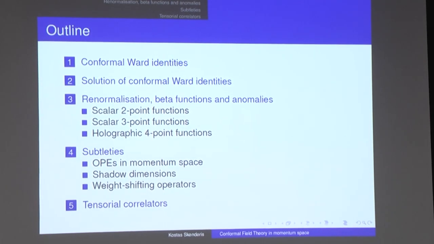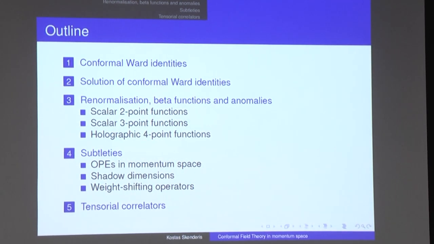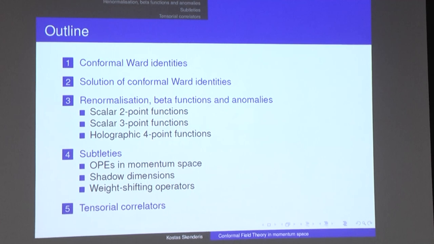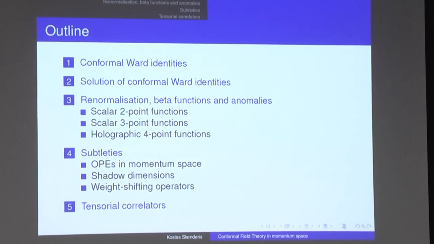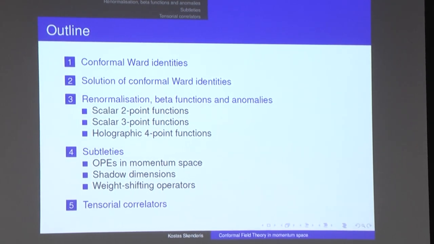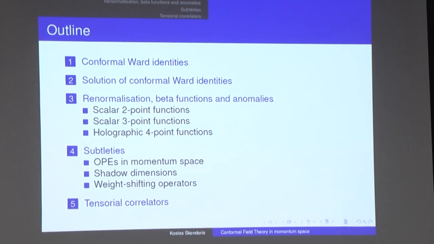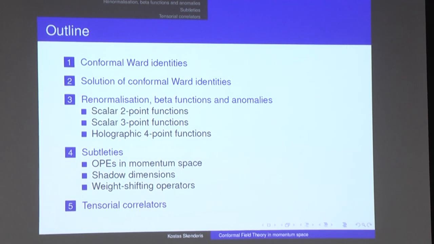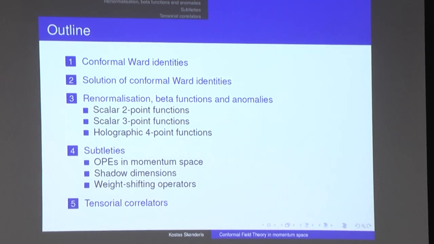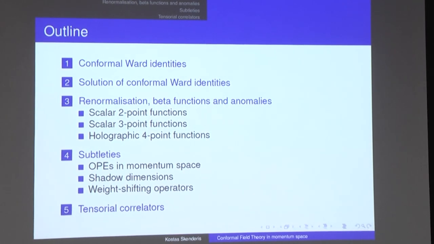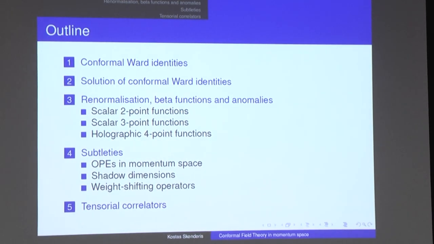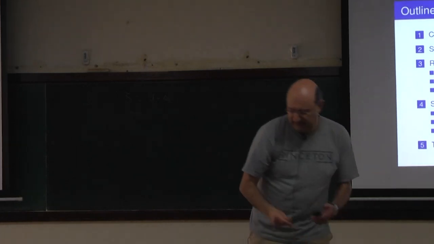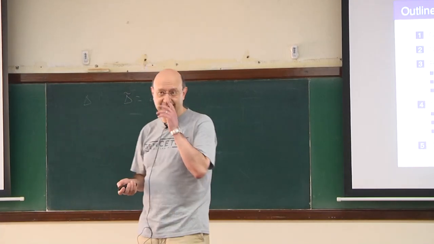And then we'll move on to discuss a number of subtleties that should be well known, but they're not. I think there are a lot of issues in many papers on all of these three different issues. First of all, operator product expansions in momentum space. These are not exactly the same as the operator product expansion in position space. And then there are relations between operators that have dimensions which are called shadows of each other. So if you have an operator of dimension delta, then the shadow is d minus delta. And people are assuming that the correlators are related, and in many cases they are, but there are subtleties.